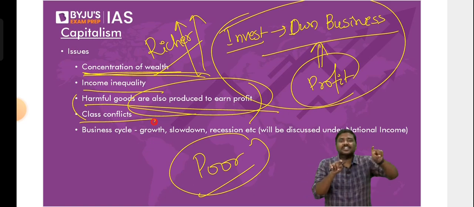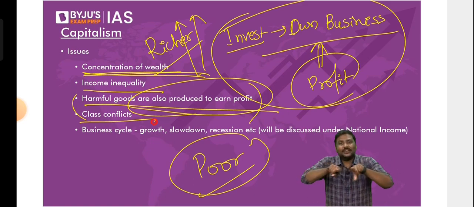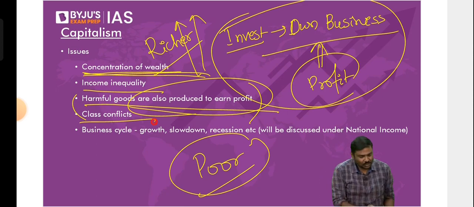Next, there are class conflicts. That is rich class, poor class, right? Middle class, upper middle class, lower middle class. Right? There is always friction between these particular classes. Rich class and poor class, there is friction like this. So class conflicts can happen because of capitalism.